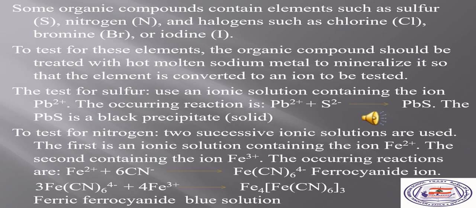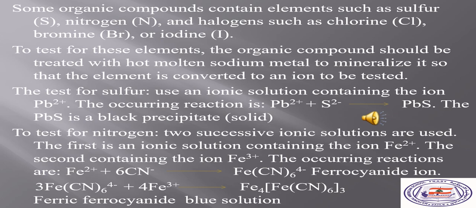So here's what happens. You put a sample of the treated organic compound in a test tube. You add some amount of the solution containing Fe2+. Then you wait for a while. Then you add another amount of a solution containing Fe3+. If you witness and observe a blue solution in the test tube, this means that the organic compound contains the element nitrogen. What are the occurring reactions in this process?